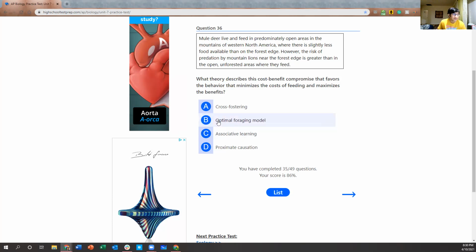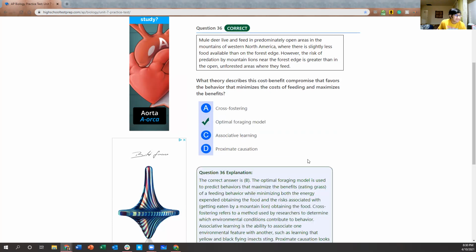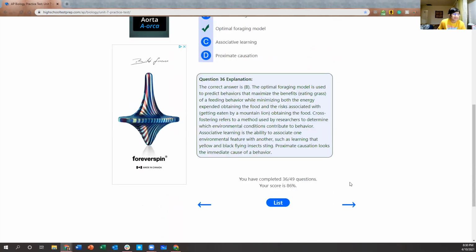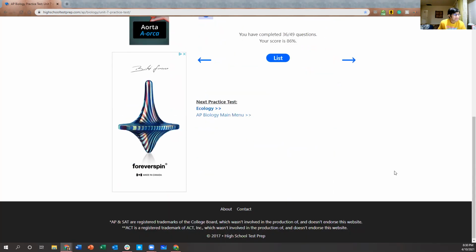Sounds like an optimal foraging model. That seems like the best answer here. I don't know what the other ones are. Because it's optimizing foraging. I think the wording gives it away.